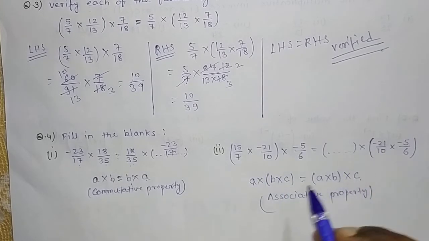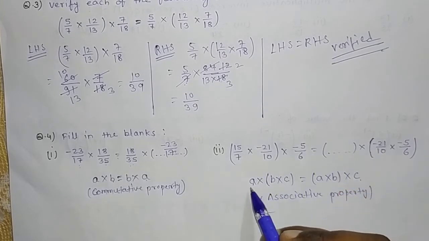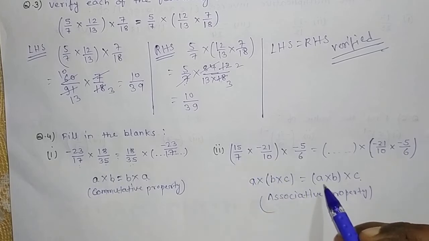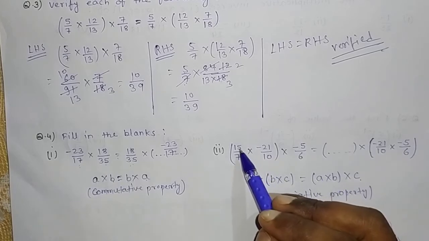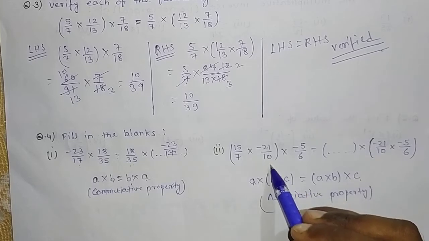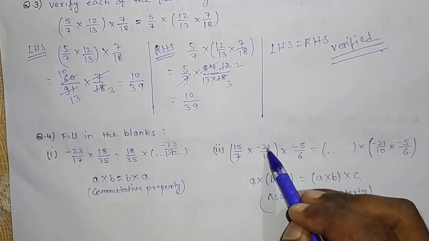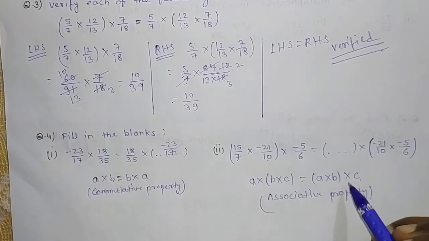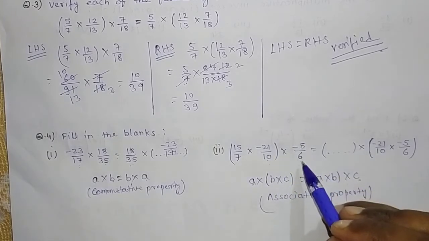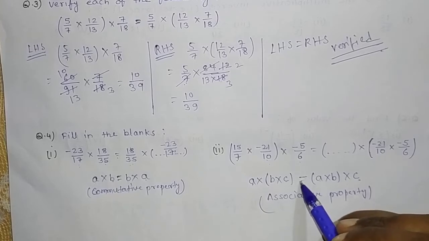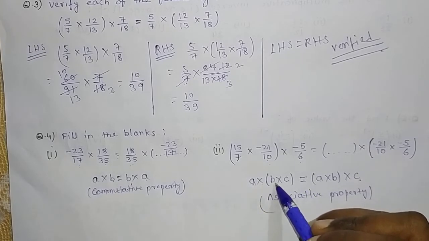So in this question, this property is applied here. So A into B, that is minus 15 upon 7 into minus 21 upon 10. So A is here 15 upon 7 and B is minus 21 upon 10 into C. So C is minus 5 upon 6. This equals to A into B into C.